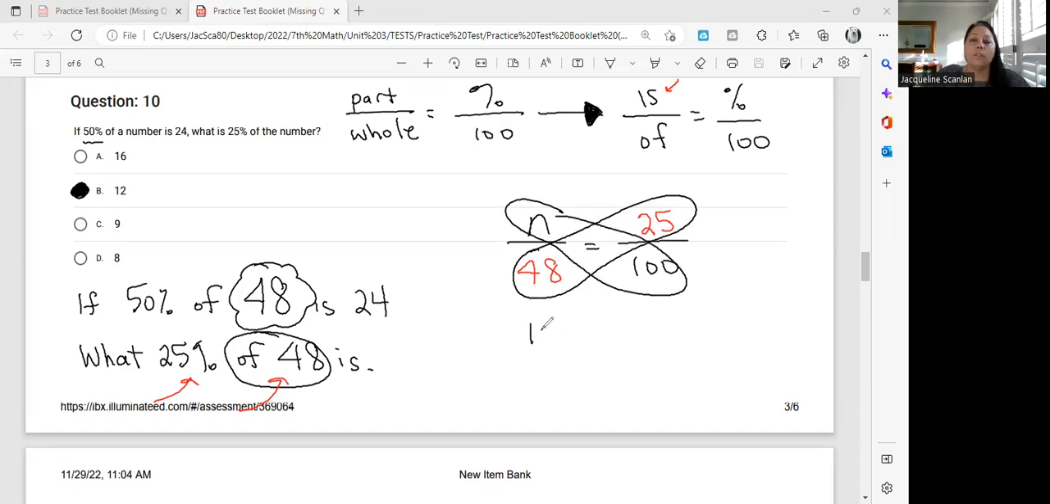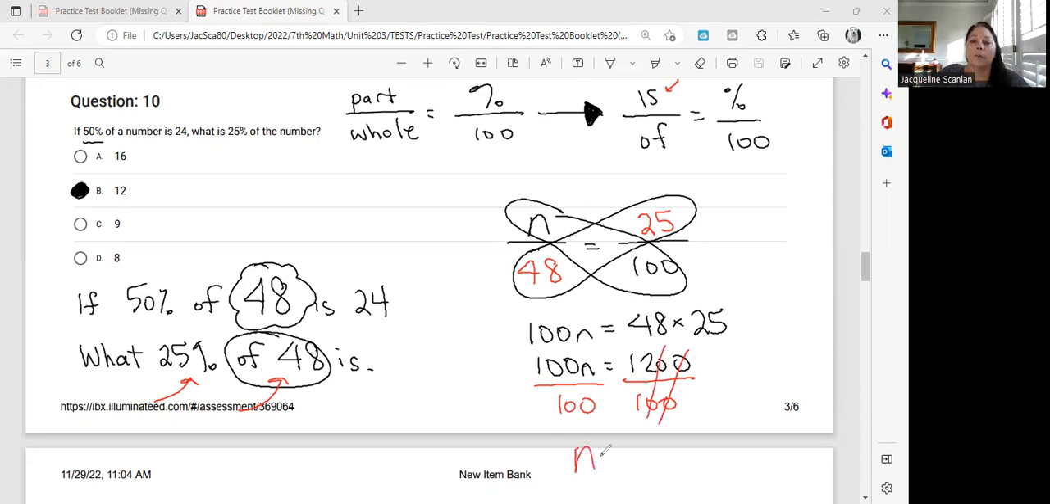So I'm going to do 100 times n is equal to 48 times 25. I get 100n equals whatever 48 times 25 is, which is 1,200. Then to solve this, I'm going to divide both sides by 100. And I get n equals 12. Two-step problem. You have to figure out the first half of the problem before you can figure out the second half.